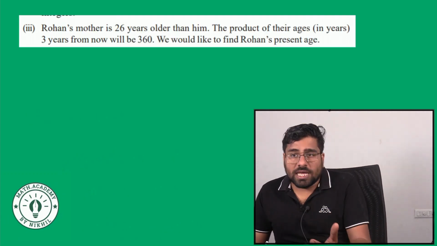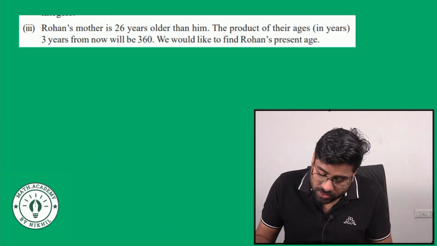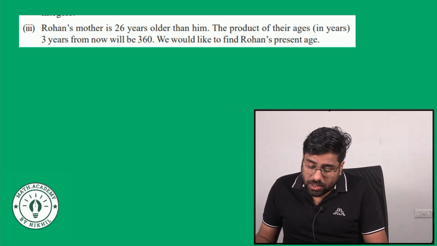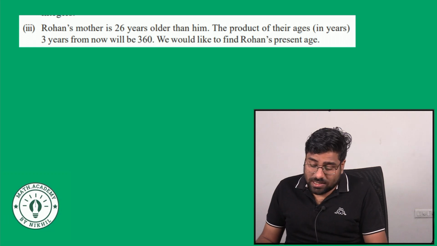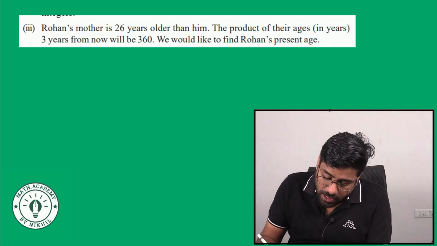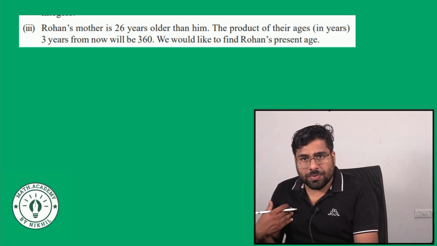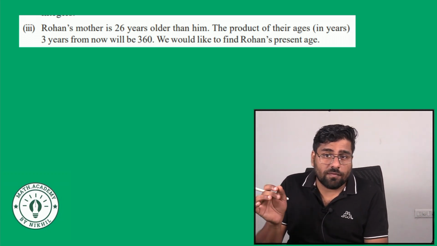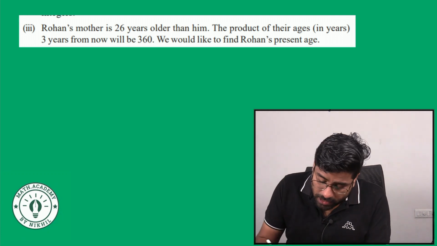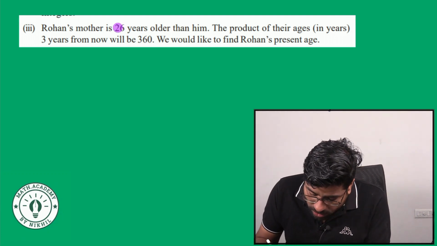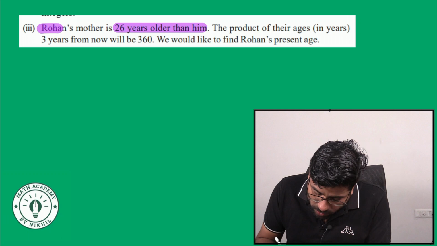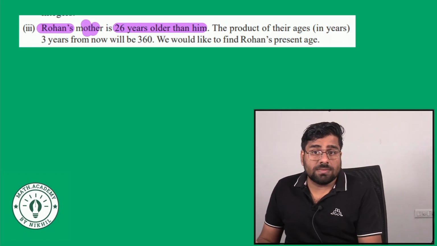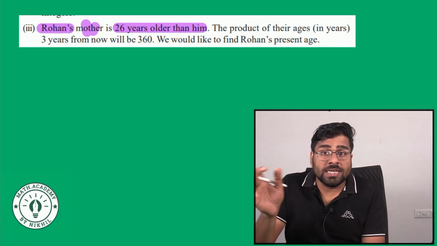Let's go into the next question without wasting any time, dear students. Now the next question is: Rohan's mother is 26 years older than him. That means who is older? Mother is older. Who is younger? Rohan is younger. That means if I take the age of Rohan, I have to add 26 to that in order to get the age of Rohan's mom. If you have to get the age of Rohan's mother, you have to add 26 to his age.